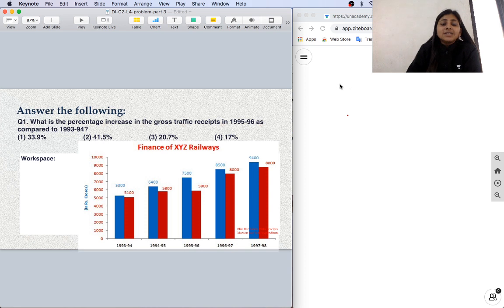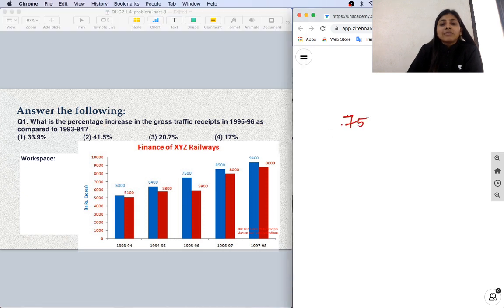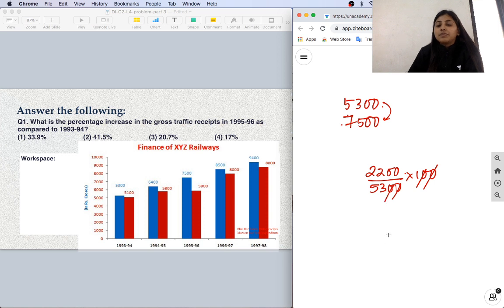So we can see that the gross traffic receipts are represented by the blue bars, and in 1995-96 the value is 7,500, while in 1993-94 the value is 5,300. So what is the increase from here to here in percentage? It will be 2200 divided by the value in 93-94, into 100. So what will that be?